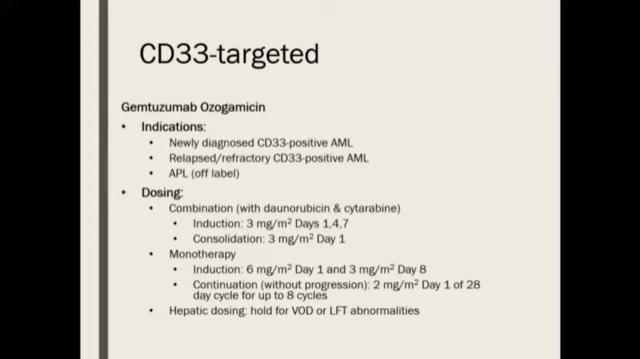Dosing here on the slide. The FDA labeled indications are newly diagnosed and relapsed refractory CD33 positive AML, as well as, we just had one, I think, a couple weeks ago for APL, or acute promyelocytic leukemia, where we use that. The dosing on the slide: induction dosing 3 mg per kilo on days 1, 4, and 7. And then it can also be used in consolidation for those AML patients. And then the monotherapy dosing is on the slide as well.